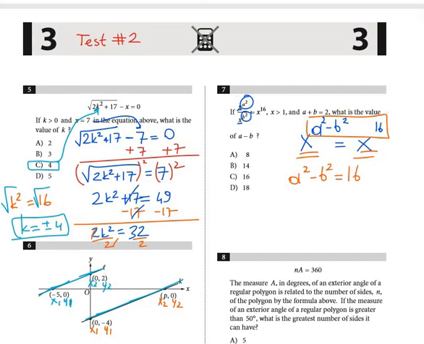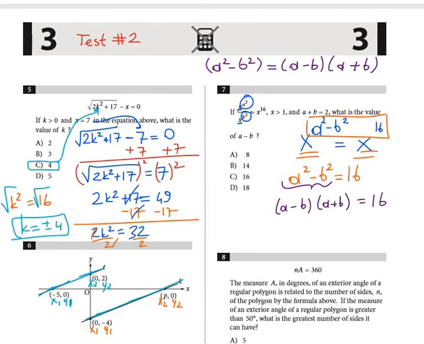Now we see that difference of two squares here. You also need to know this formula by heart. If you have a squared minus b squared, it's going to be equal to a minus b times a plus b. So we can factor this as a minus b times a plus b equals 16.